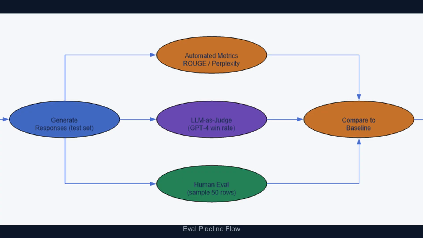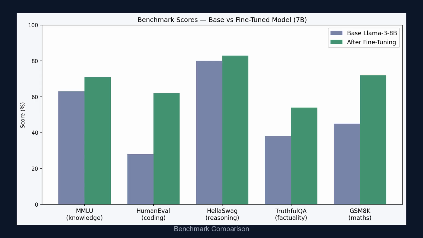Both tracks feed into human evaluation, where a sample of outputs gets reviewed by a person. Typically 50 rows is enough to catch patterns that automated metrics miss. Everything converges into a final comparison against your baseline performance, and that comparison drives the deploy or retrain decision. This pipeline isn't just for your current model, it's a repeatable framework you can run every time you make a training change.